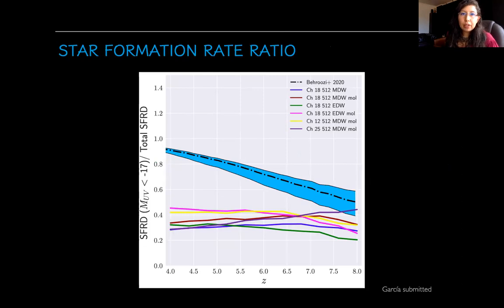When we take the star formation rate ratio, as shown here and compared with Perrotta 2020, we see that our simulations are mostly flat around this ratio of 0.4, whereas there's a clear increasing trend for Perrotta 2020. And this seems to indicate that the number of luminous galaxies in our simulations is not evolving in a large proportion from redshift 8 to 4, whereas the result from Perrotta seems to be more in agreement with what we have seen from direct observations.